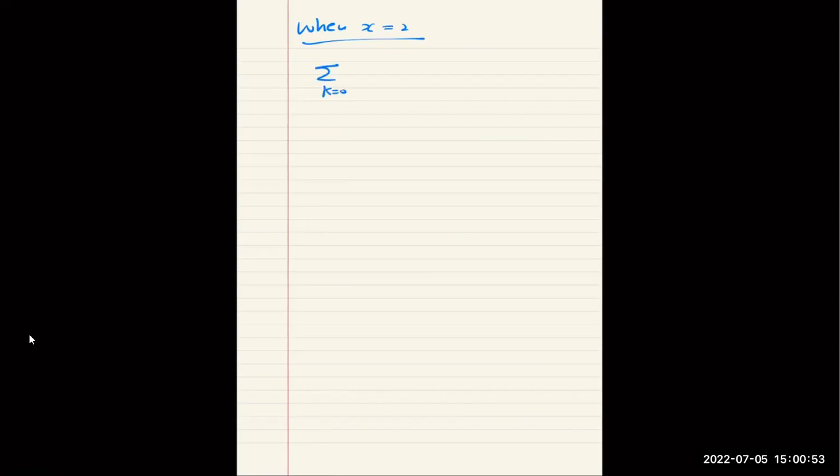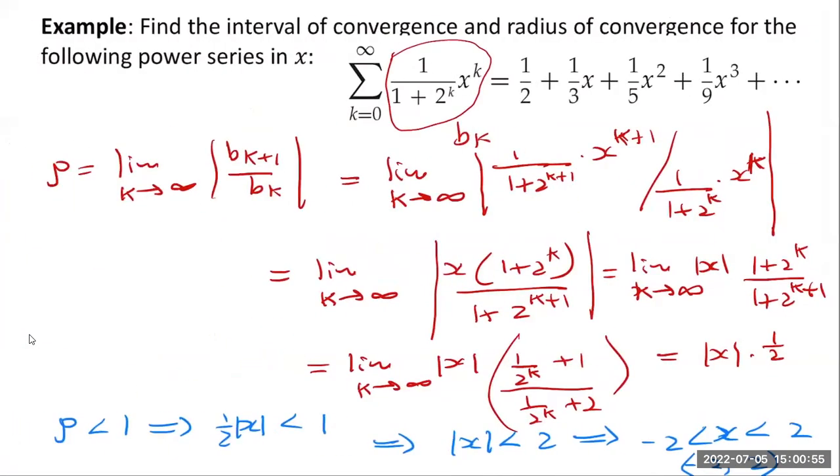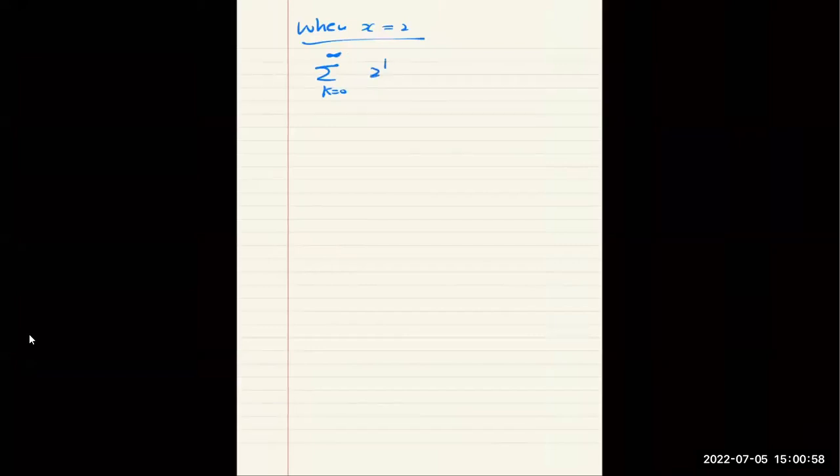Sum over k goes from 0 to infinity, 2 to the power k divided by 1 plus 2 to the power k. So we need to check whether this series converges. So how do we determine whether this series converges? This would be a good time for you to pause this video and think about it. Well, you can easily apply the divergence theorem. If this series converges, the sequence should converge to 0, right? But let's take this as my a_k and see whether this limit is 0.